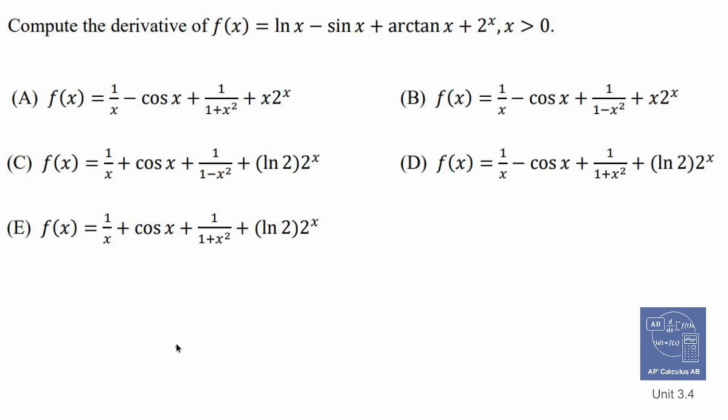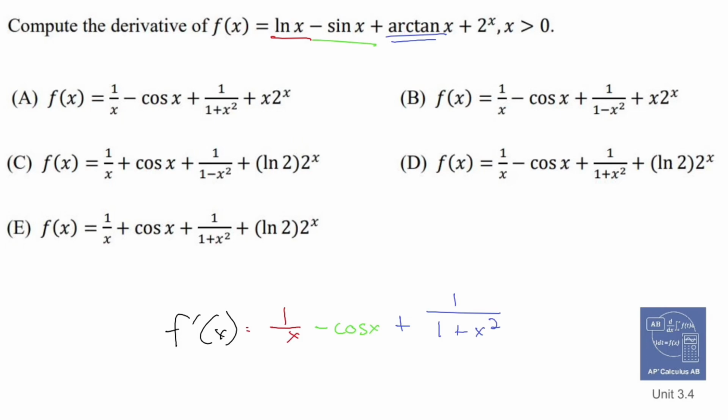ln of x, so f prime, let's do one part at a time. ln of x, 1 over x, no big deal. Then we got minus sine x, so that's going to be minus cos x. That's not an inverse or anything like that, so I don't have to lose any sleep over that. This is why I have this section. Arctan is the same as inverse tangent, and so that's going to be plus 1 over 1 plus x squared. Okay, memorize that.